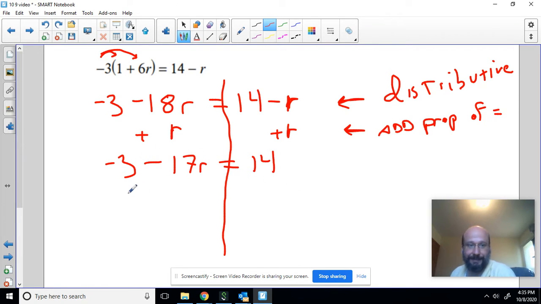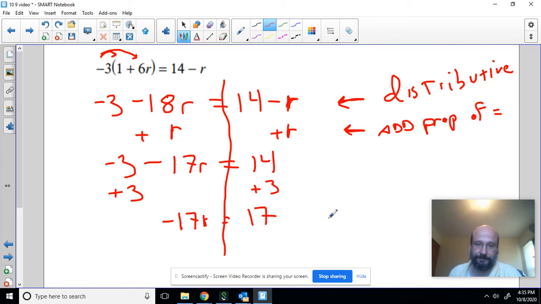So now, again, I want to get r by itself. So I'm going to move this -3 over. I'm going to plus 3. So that's going to give me -17r equals 14 plus 3 is 17. When I add it to both sides, again, that's the addition property of equality.